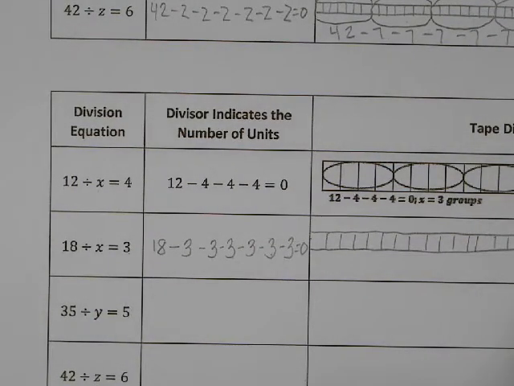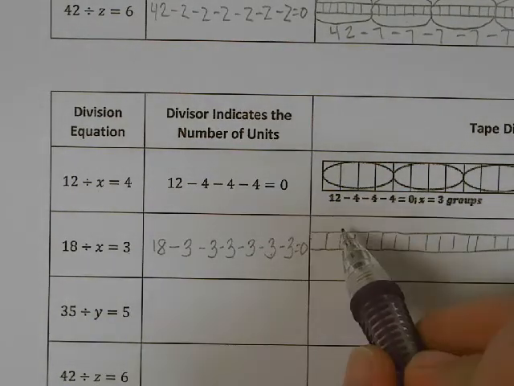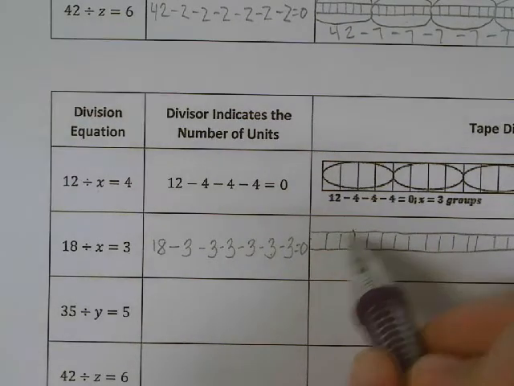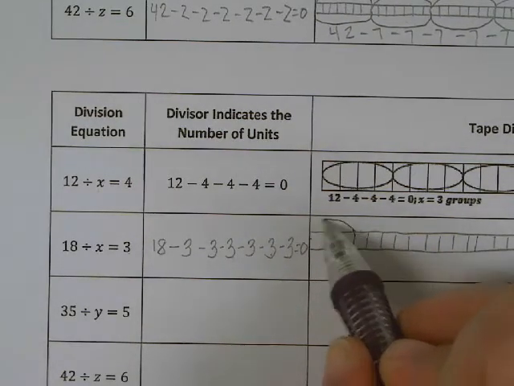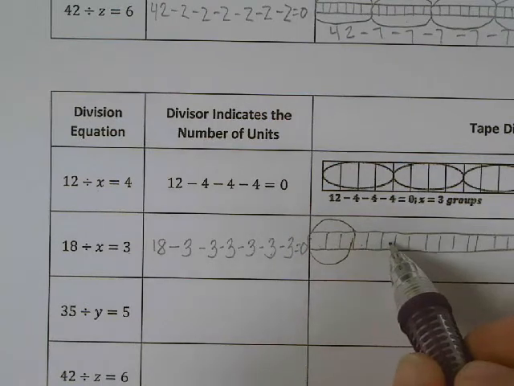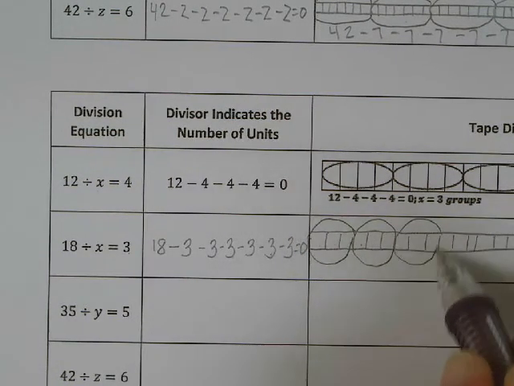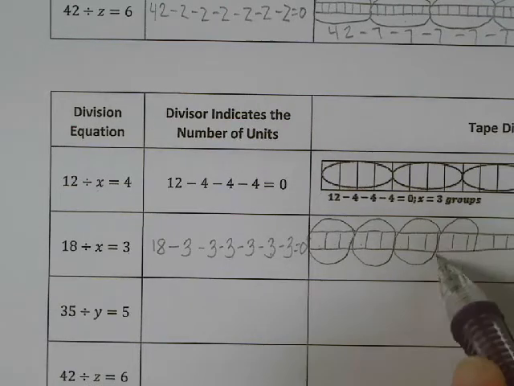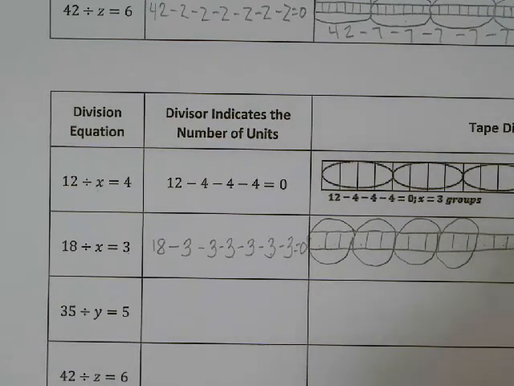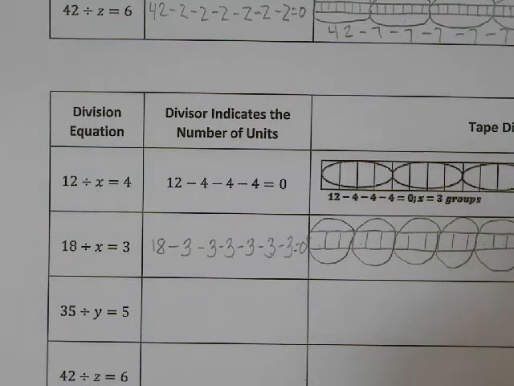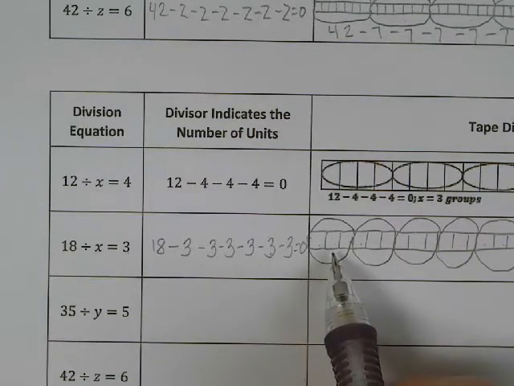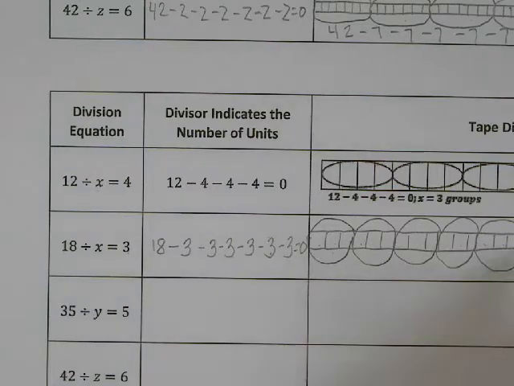Once I have my 18, I'm going to count off 1, 2, 3 and circle them. 1, 2, 3. 1, 2, 3. 1, 2, 3. 1, 2, 3. And then I'm going to count up how many groups. 1, 2, 3, 4, 5, 6. There were 6 groups. So x equaled 6.